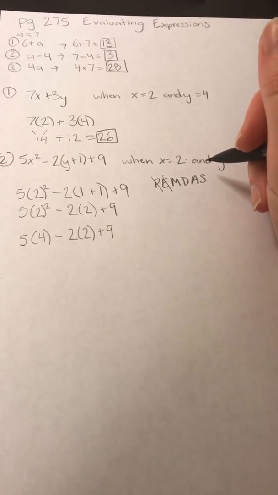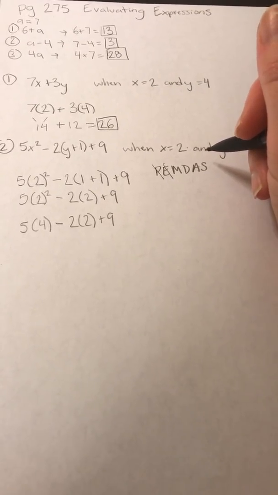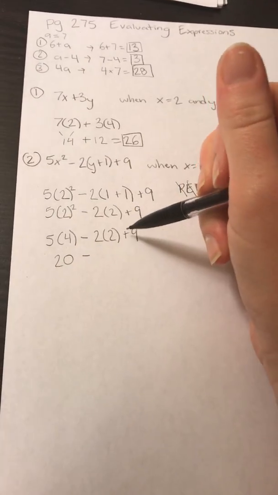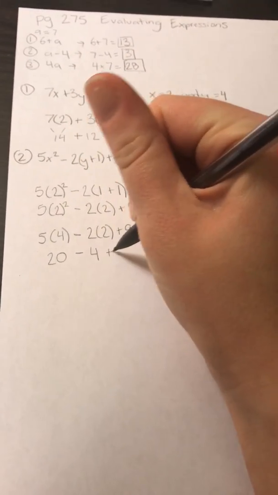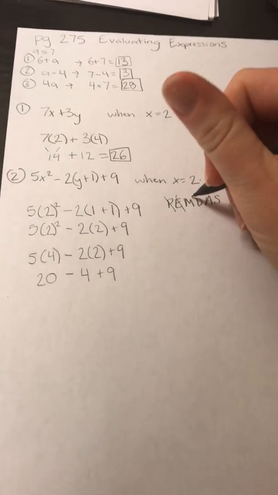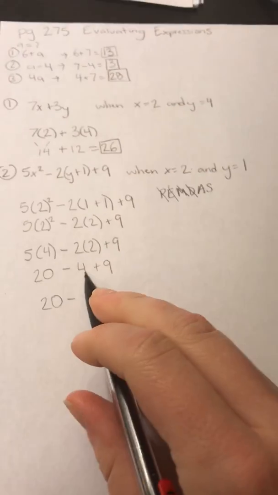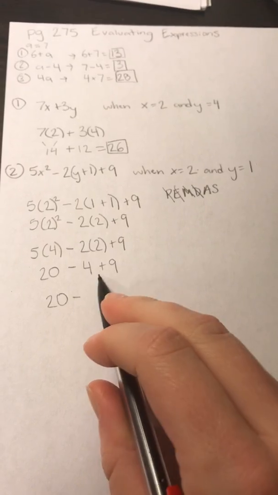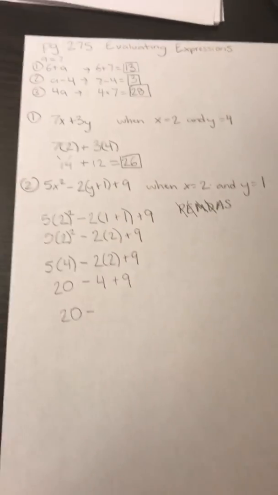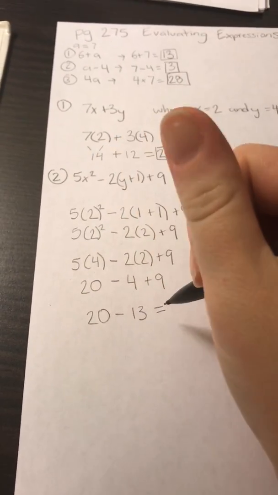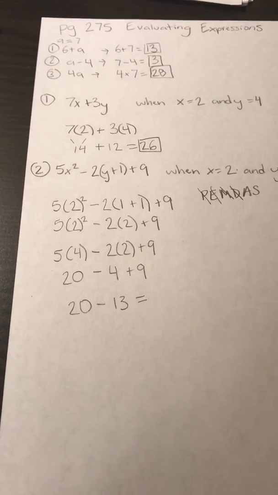Next, we are going to have multiplication. So we have to write out our multiplication. 5 times 4, that comes out to be 20, minus 2 times 2, which equals 4, plus 9. All right, now my multiplication's done. There's no division. Now addition. All right, so I'm going to add. So 20 minus, so we have our 4 plus 9. So 4 plus 9, that is going to give me 13. So now I have 20 minus 13.